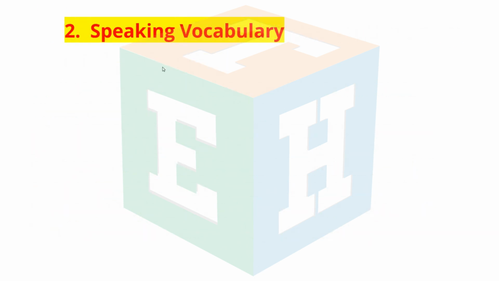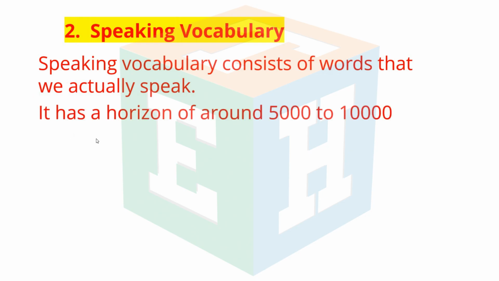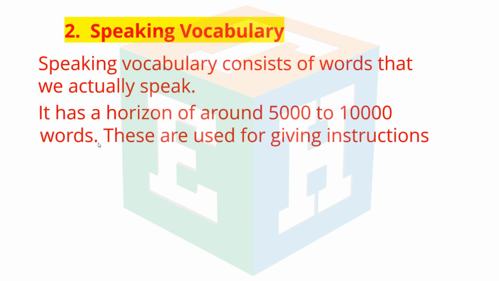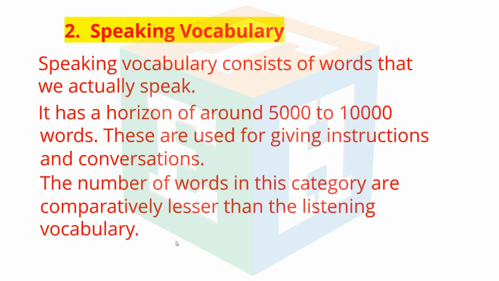Number 2, speaking vocabulary. Speaking vocabulary consists of words that we actually speak. It has a horizon of around 5,000 to 10,000 words. These are used for giving instructions and conversations. The number of words in this category is comparatively lesser than the listening vocabulary.